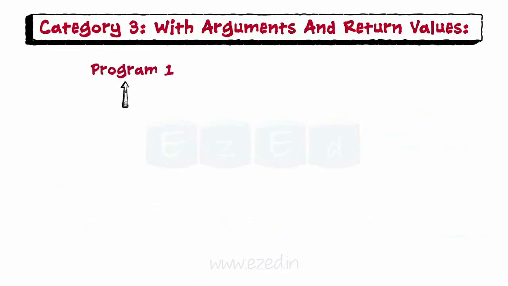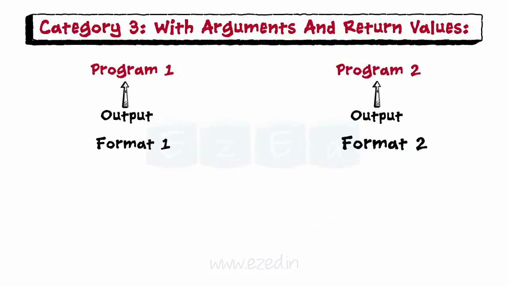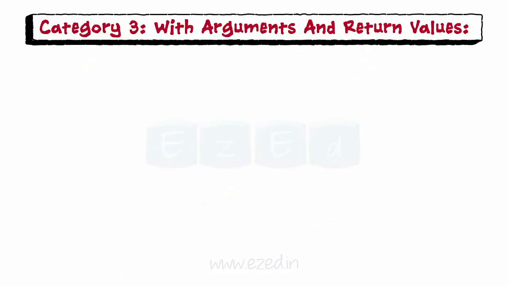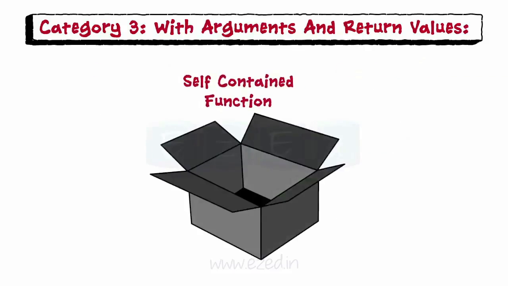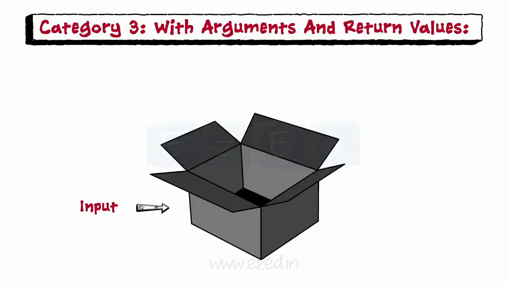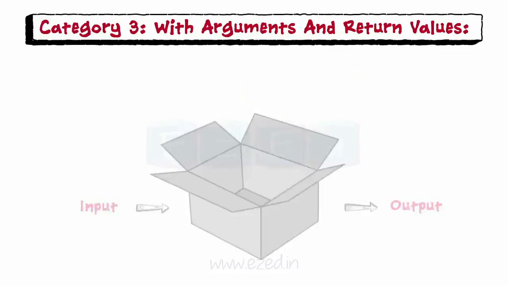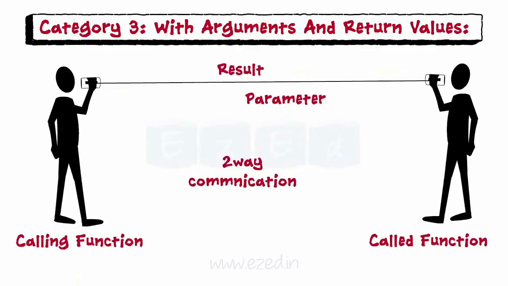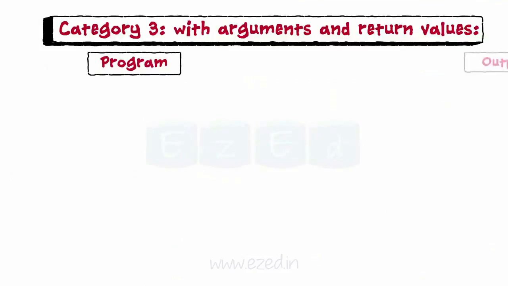Different programs may require outputs in different formats. So in order to serve this purpose, the function must return the value to the calling function. Thus, a self-contained function behaves like a black box that receives a predefined input and also returns a desired output. Such functions have two-way communication. Let's write a program to illustrate this.